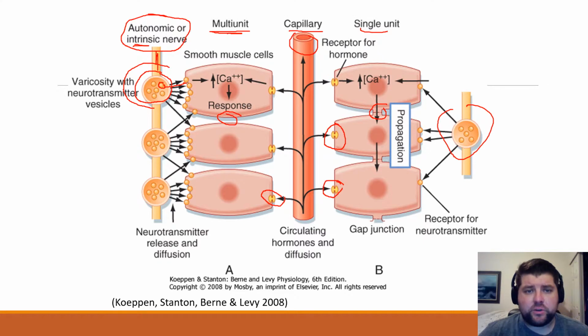The main difference between a multi-unit and a single unit is the gap junction, which is right here. That allows for a cascade of things to happen along the smooth muscle, like a contraction, or peristalsis maybe in the intestine, whereas other smooth muscles might just want to activate one certain cell at a time.